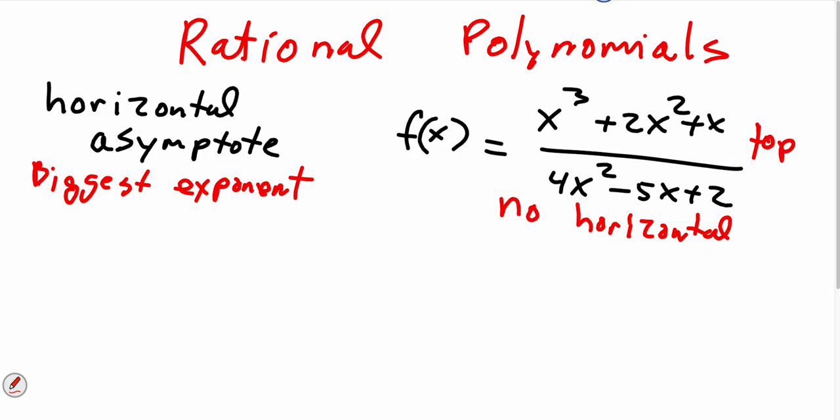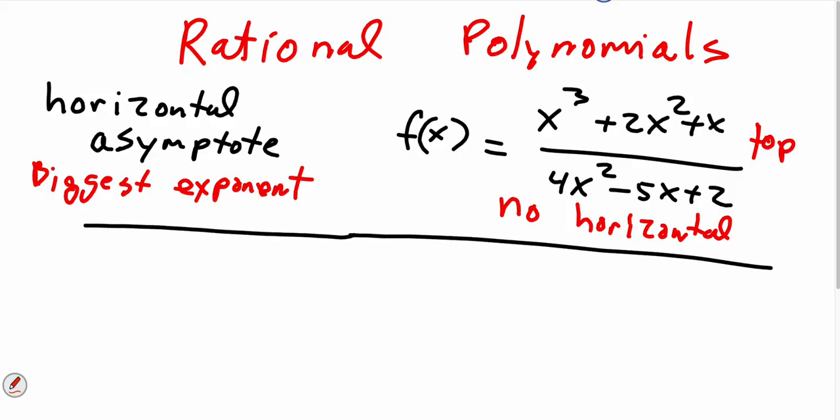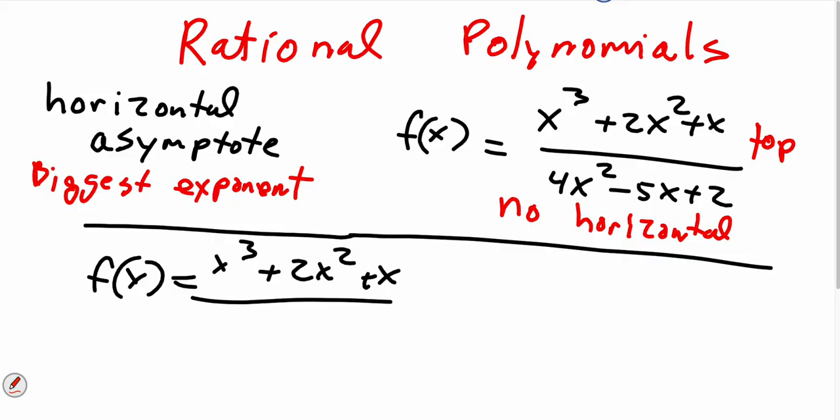Okay? Like I said, we have 3 scenarios. This is when it's on top. What about when it's on the bottom? So again, I'm just making up a random fraction. I can even have the same top. But this time on the bottom we have like 3x to the 7th plus 2x to the 3rd and so on. It doesn't matter. Where is the biggest exponent this time? The bottom.